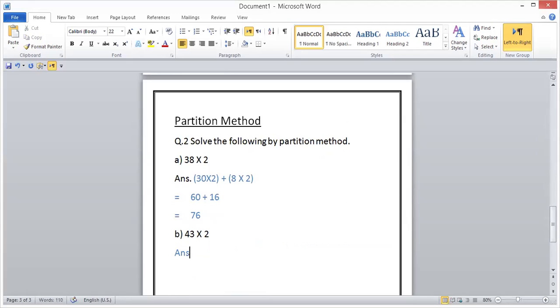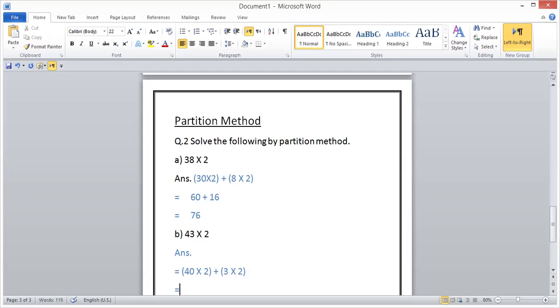Partition method, how will you solve, guys? 43 by 2 means you will write the value of 4 here. 4 is on the tens place, so its value is 40. Multiply 40 by 2, plus, remember to write plus. And what is the value of 3? The value of 3 is also 3. And multiply 3 by 2.